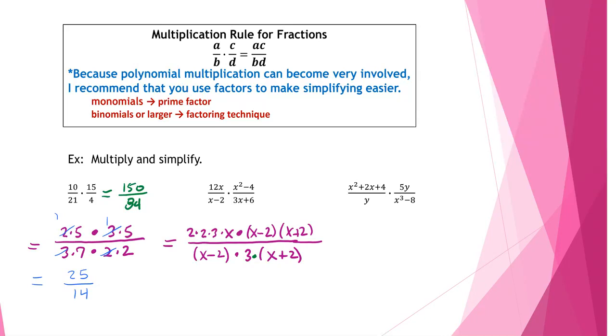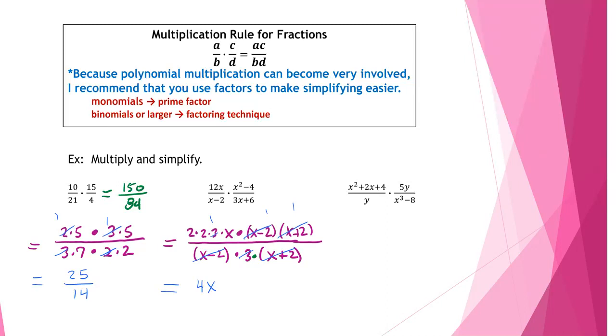Now I can go through and divide out common factors. I see an x minus 2 divides by itself for 1, x plus 2 divides by itself for 1, and 3 divides into itself for 1. And this leaves me with 2 times x, which is 4x as my final answer.